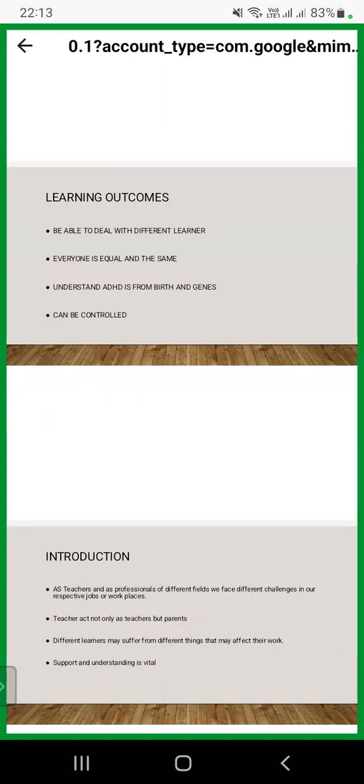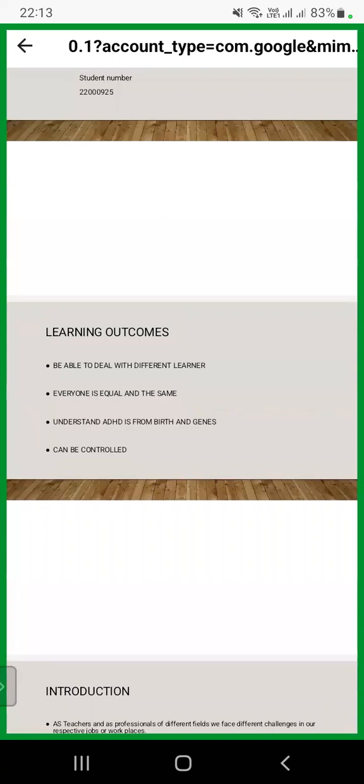I'm going to start talking about the learning app. After this lesson, I expect that we'll be able to deal with different learners and different disorders, and to understand and know that everyone is equal and the same. To know that some of these disorders come from birth, and we need to understand that there are ways to deal with and control these disorders.